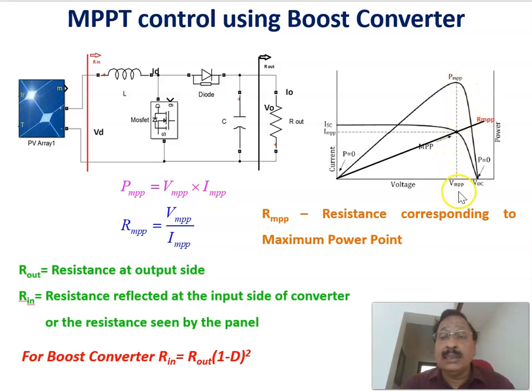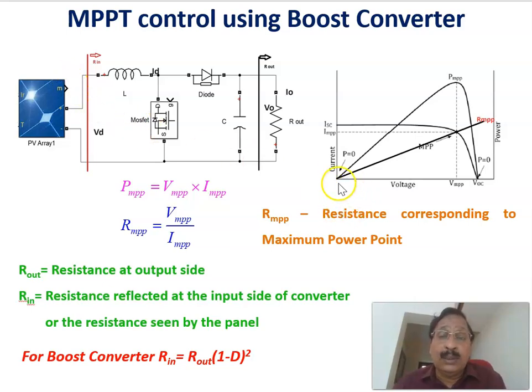This is the voltage corresponding to the maximum power, called VMPP, and the corresponding current is given by IMPP. The product of VMPP and IMPP is equal to PMPP. Therefore this is the maximum power, this is the voltage corresponding to the maximum power VMPP, and this is the current corresponding to the maximum power.